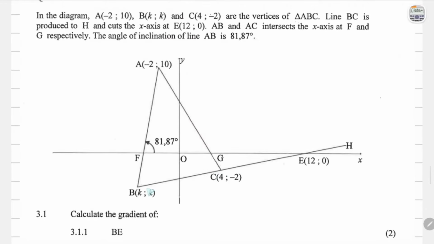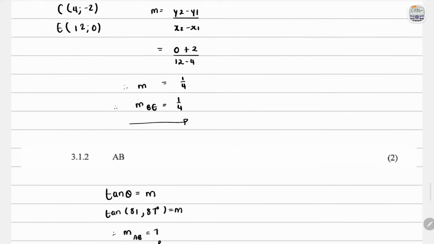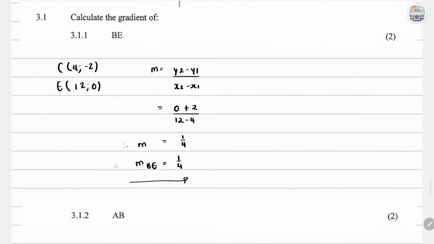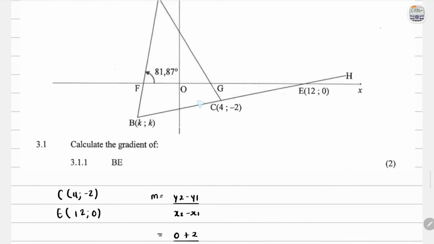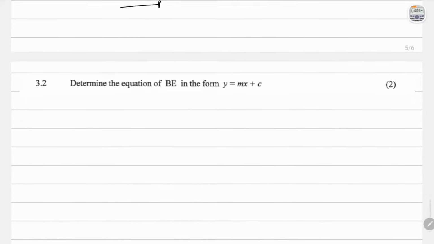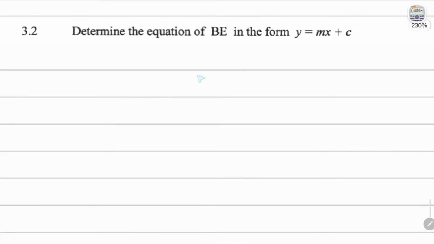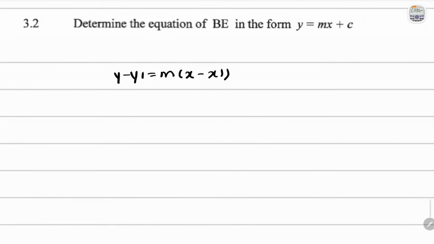Okay, so BE is this line over here, which we have the gradient of. The gradient is 1 over 4, so let's use the gradient and just 1 point. Take an easy point. 12 and 0 seems quite simple, so we can take that. You can use y equals mx plus c, or you can use y minus y1 equals the gradient times x minus x1, which I'm going to go with. So let's go ahead and do that. We know that the gradient is 1 over 4, and we are using the point E, 12 and 0.